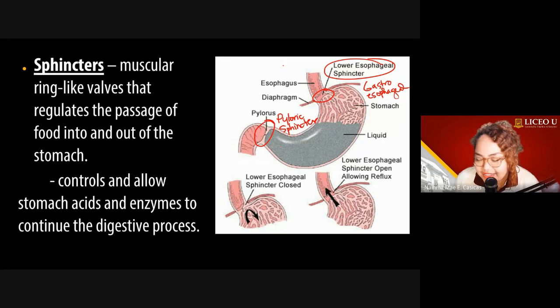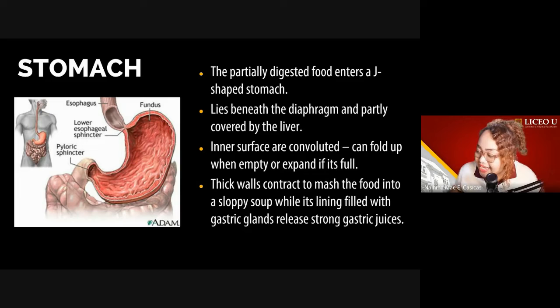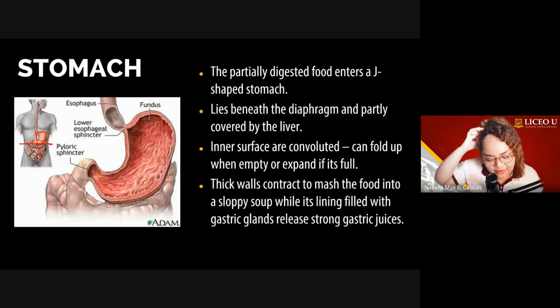So your stomach, the partially digested food, the bolus, goes to the J-shaped stomach. Where is it in the region of your body? It's in your left upper quadrant. If you're going to cut your abdomen in 4 quadrants, it's in the left upper quadrant. That is also why, if you feel hyperacidity, it's in the center, because that's where it usually accumulates.